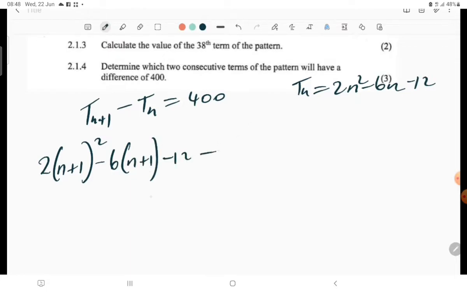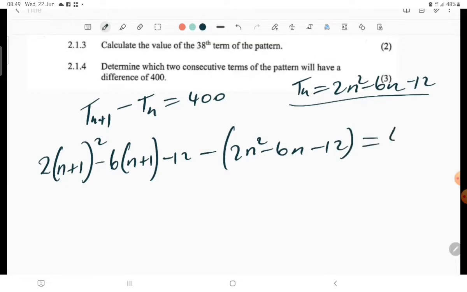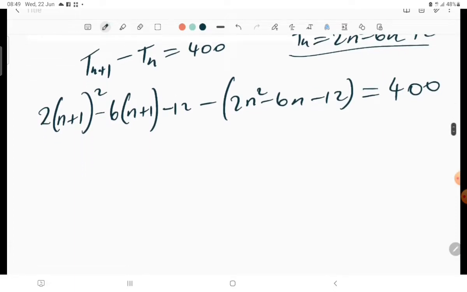Then remember that we subtract tn, which is just 2n squared minus 6n minus 12. All this is going to give us our difference of 400. Now let's expand this one. Expanding gives us 2n squared, plus 4n, plus 2, then minus 6n, then minus 6, then minus 12.